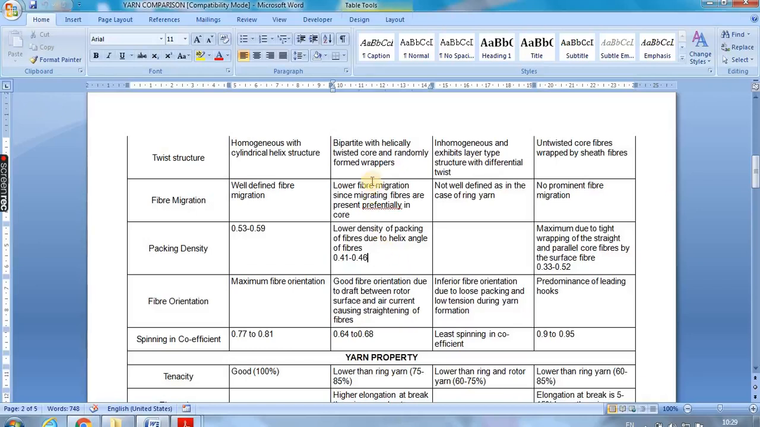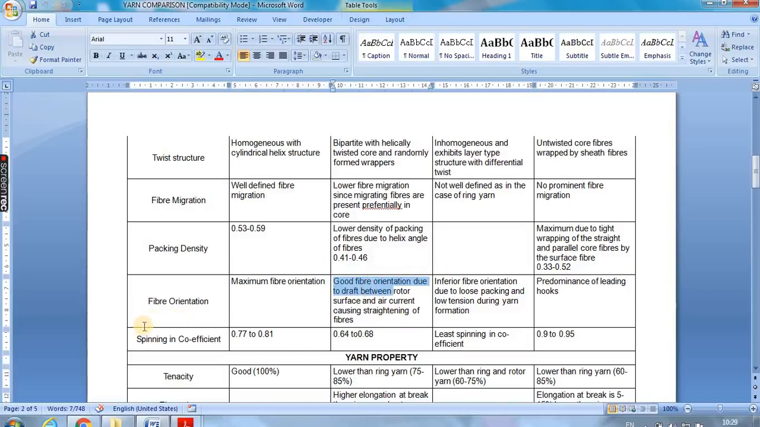And further, the poor migration combined with the removal of twist leads to the very bulky nature of rotor yarn, so the packing density is less compared to the ring. Coming to the fiber orientation, how well the fibers are oriented, you can see the ring has a very high fiber orientation because the fibers are under tension. So the parallelism and fiber orientation are good. Rotor also has good fiber orientation, but not up to the ring spinning.